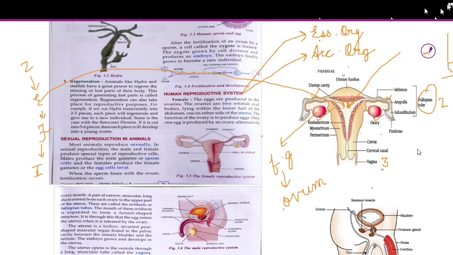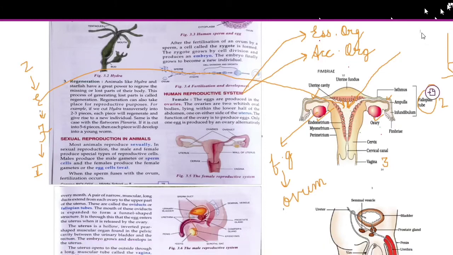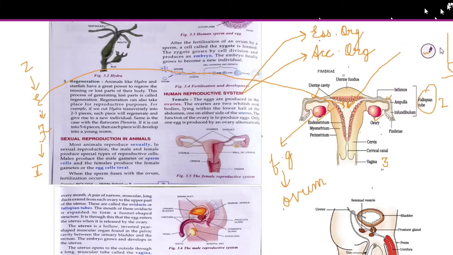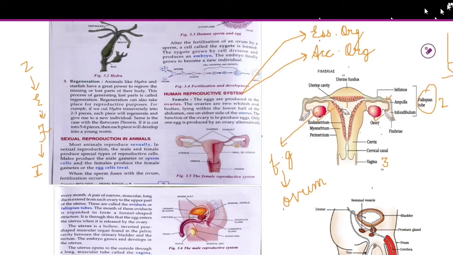Now next to the uterus is what, children? Next to the uterus is a pair of oviducts. But before teaching that, let me erase the screen. Okay, some part only I am going to erase, not all, because I need some of them. This area, let me erase so that you understand everything properly.